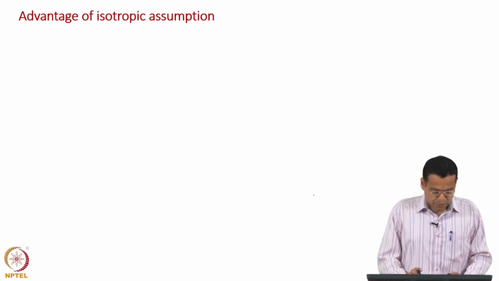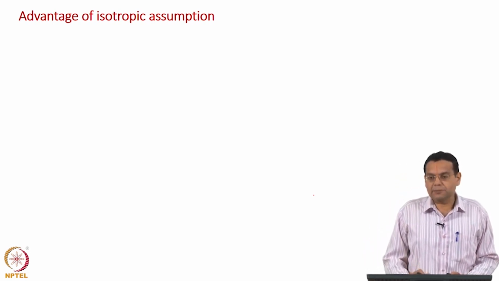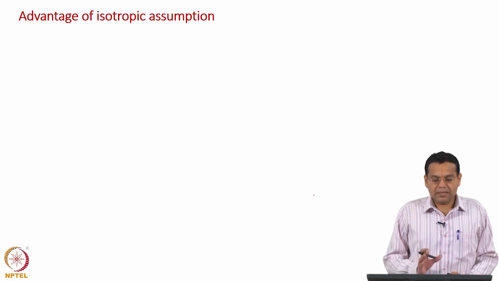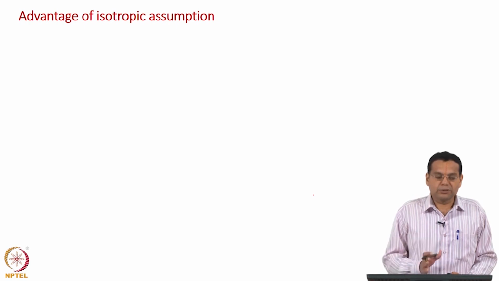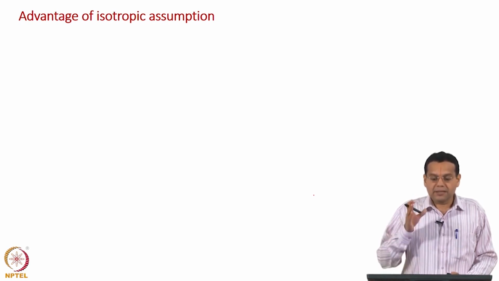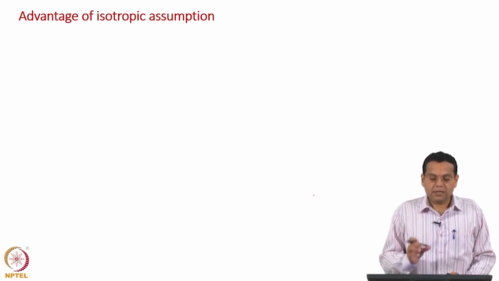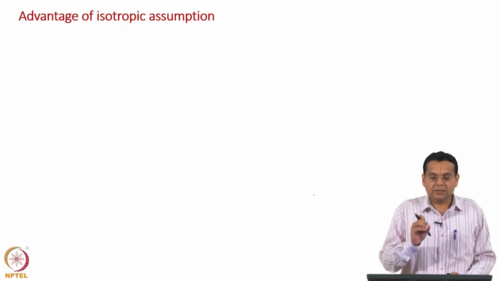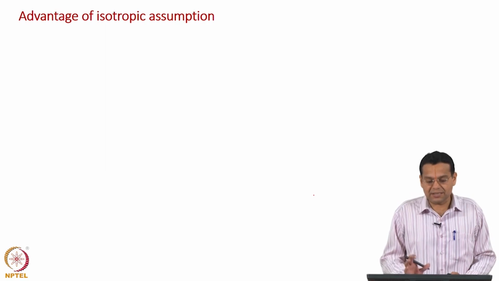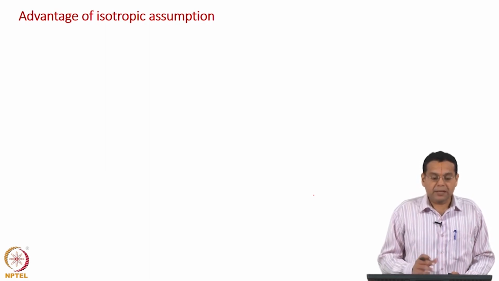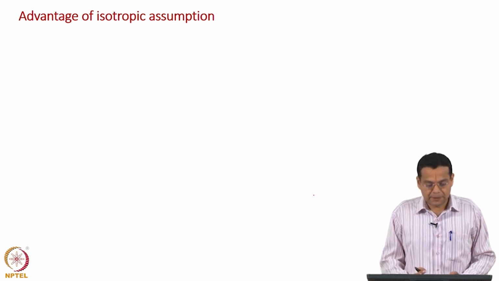I would like to mention the advantage of the isotropic assumption. We have derived Hooke's law for a homogeneous isotropic linear elastic solid. We will keep all the assumptions. Suppose we say it is non-isotropic, what would have been the situation? We are not going to derive it, just discuss it, so that we appreciate the really significant advantage of assuming the isotropic condition.